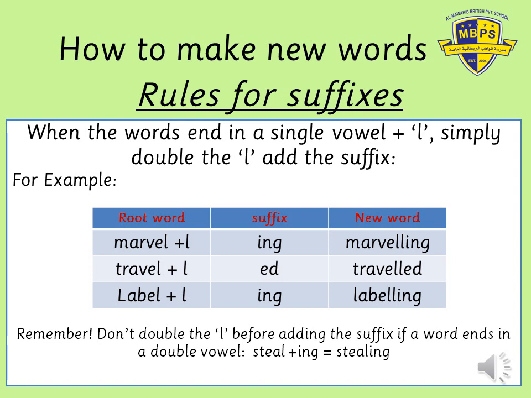Remember students, don't double the L before adding the suffix if a word ends in a double vowel. For example, steal. So we can see E and A both are vowels, so we will not double the last L. If there is only one vowel before the L, then we will double the last letter L, otherwise no need.